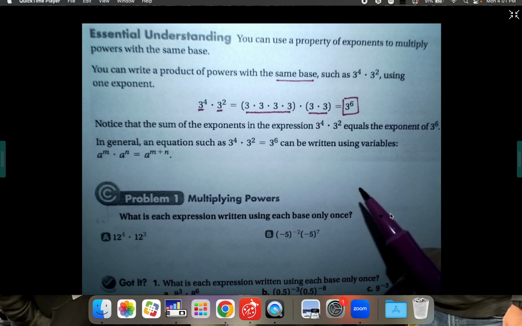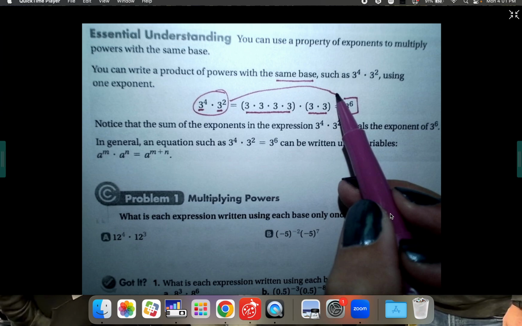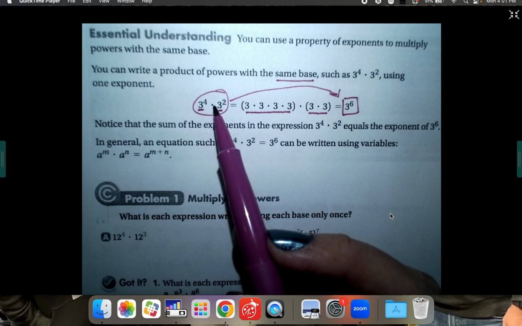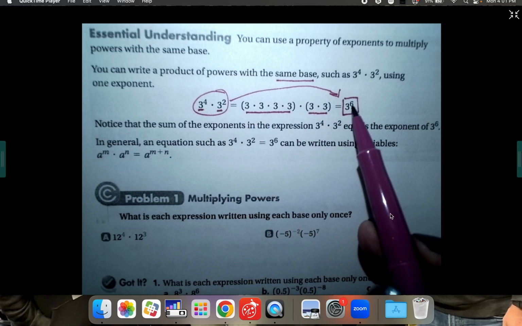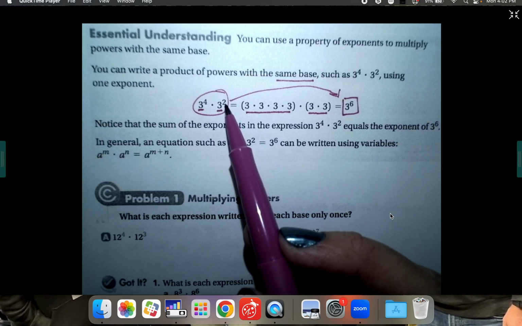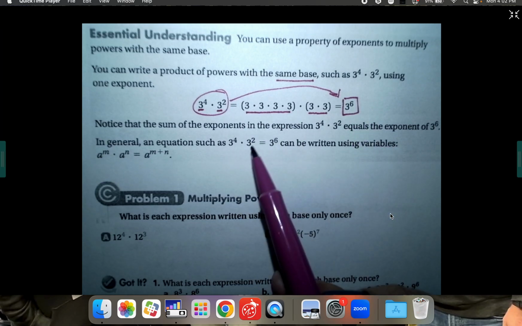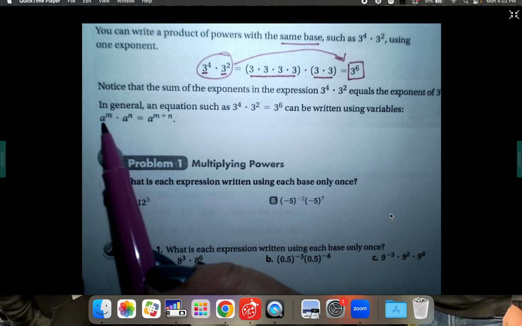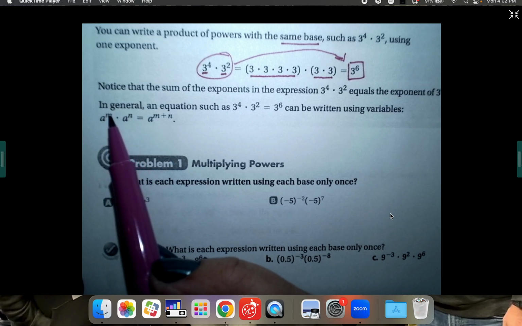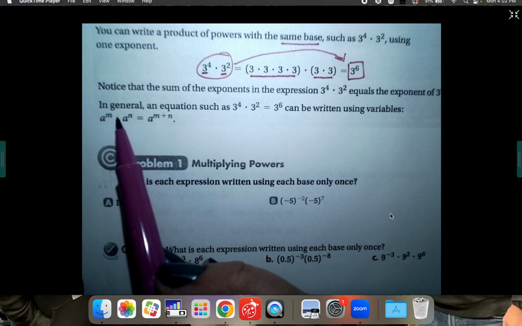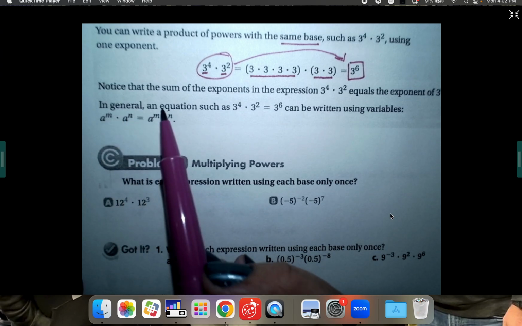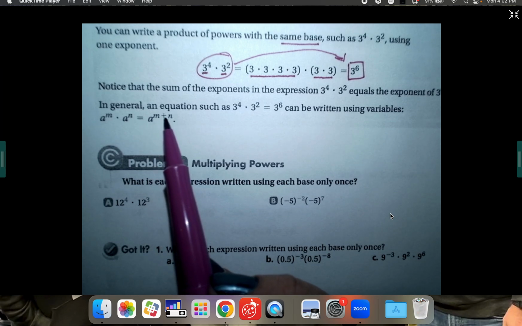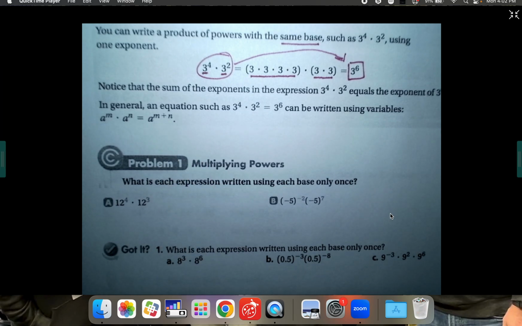And so a much easier, quicker way to go from here to here is just by adding the exponents. So 3 to the 4th times 3 to the 2nd is 3 to the 6th, because 4 plus 2 is 6. So the essential understanding is it doesn't matter what the base is. If it's the same, when you're multiplying, you can take the exponents and just add them. So a to the m times a to the n would be a to the m plus n.